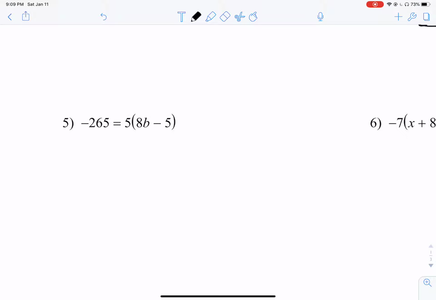Now for this example here, there are no like terms. As you see, we have this. So what we need to do is multiply in order to simplify. This again indicates multiplication. So everything inside these parentheses needs to be multiplied by 5. So we have negative 265, multiplying 5 with 8, that's equal to 40b. We're going to multiply 5 times 5, that's equal to minus 25. Now, using the inverse operation, what we need to do here first is add 25 to both sides.